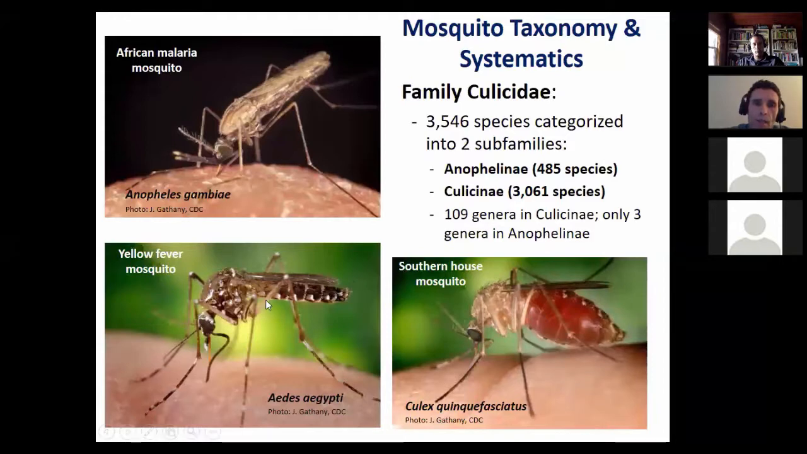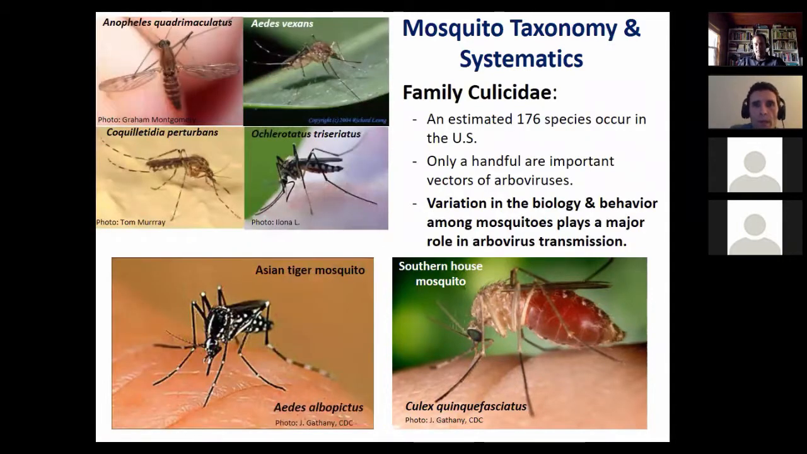Now the culicines, the bottom two mosquitoes below, the Aedes aegypti mosquito and the southern house mosquito, are two of the most important mosquitoes worldwide. The southern house mosquito is found not just in the United States, it's found throughout the tropical and temperate zones, particularly in the southern hemisphere, and it has a close relative in the northern hemisphere, the northern house mosquito, that's morphologically identical. You can't really tell those apart. These two bottom ones will be featured prominently throughout this webinar.